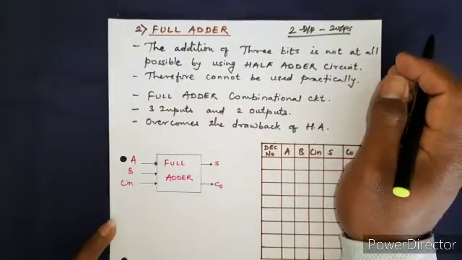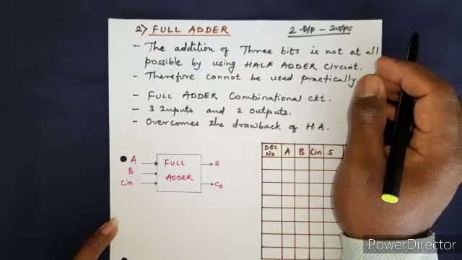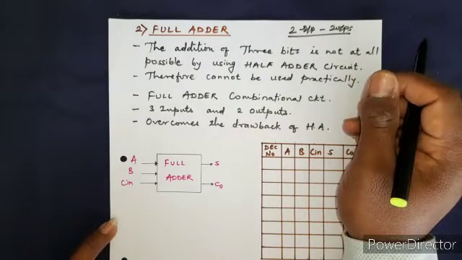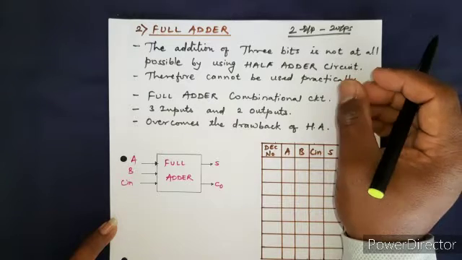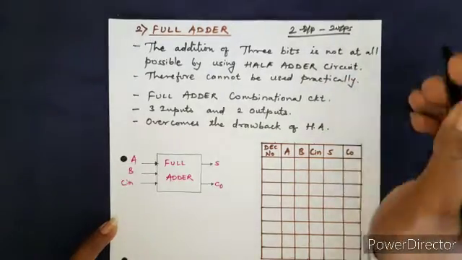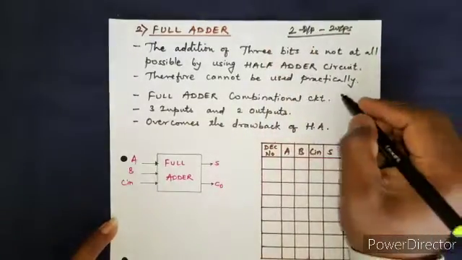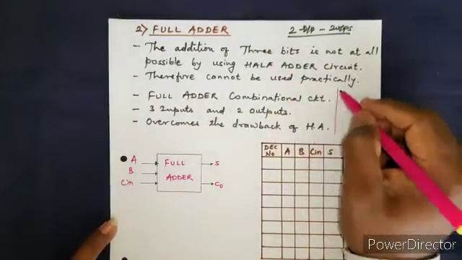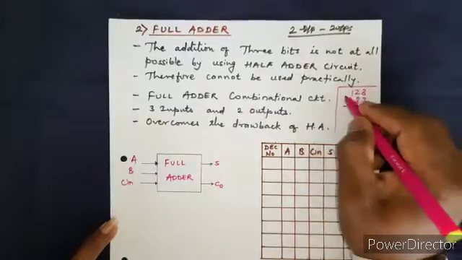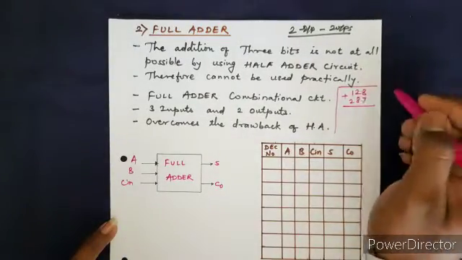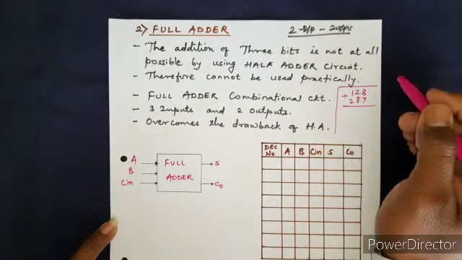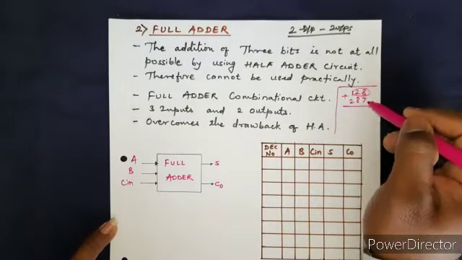Now this half adder has one drawback or limitation. The half adder cannot perform addition of 3 bits because it can only perform addition of 2 bits. For example, if I have 128 and 287, you can see that 3-bit addition is needed. In this case we cannot use a half adder because it will only consider two inputs.